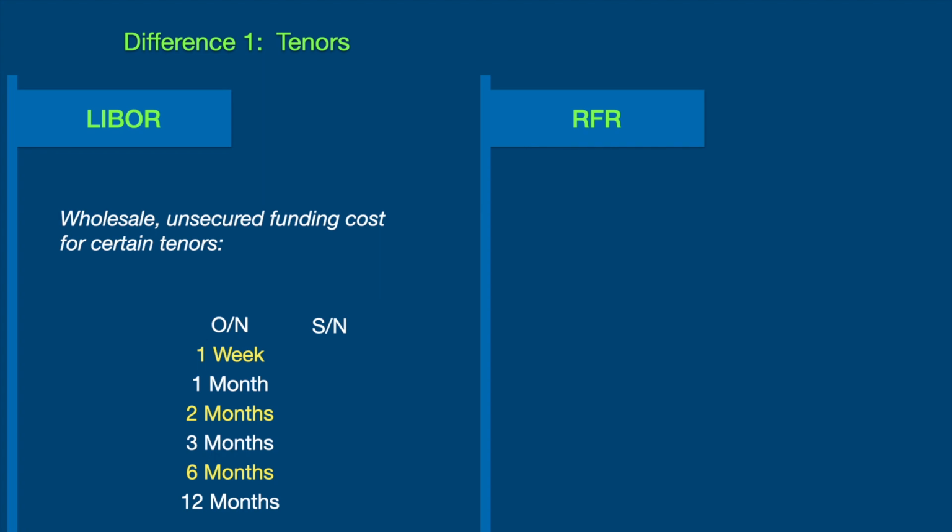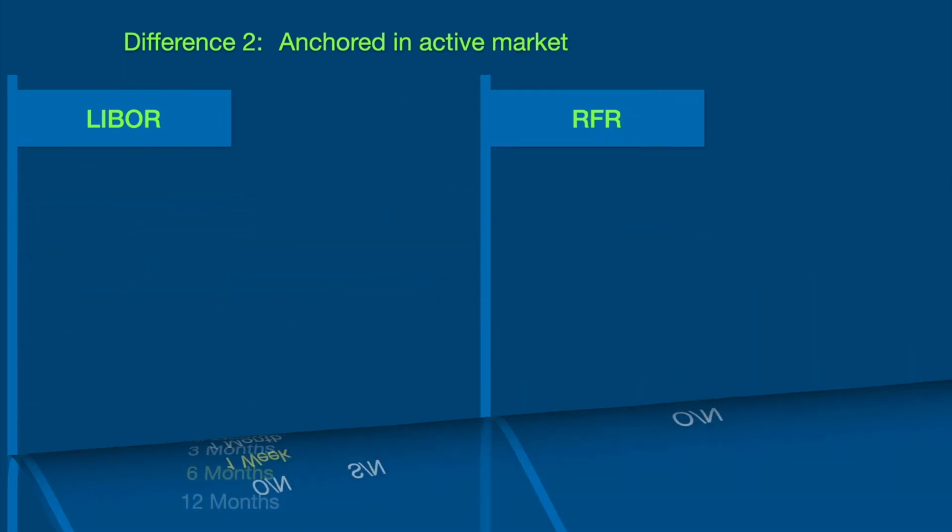The RFRs, on the other hand, are published for just one tenor, the overnight tenor. There are certainly transactions for longer tenors in the markets that the RFRs represent, but the liquidity is usually concentrated in the short end, so reliable and robust estimates of interest rates can only be produced for the single overnight tenor. Which brings us to the second key difference.